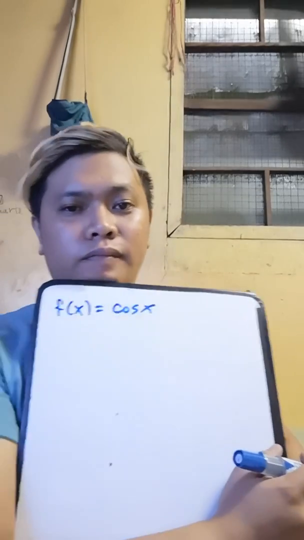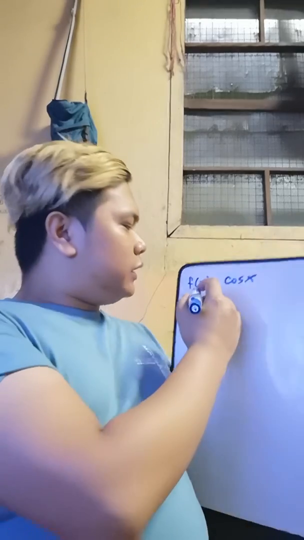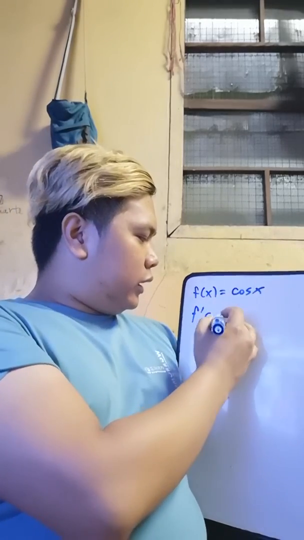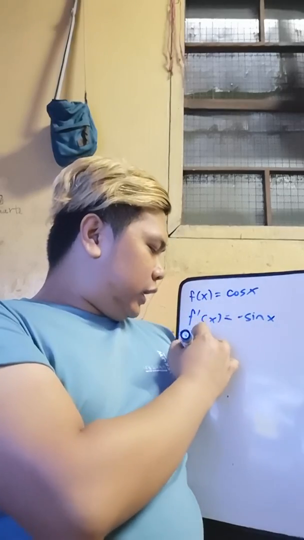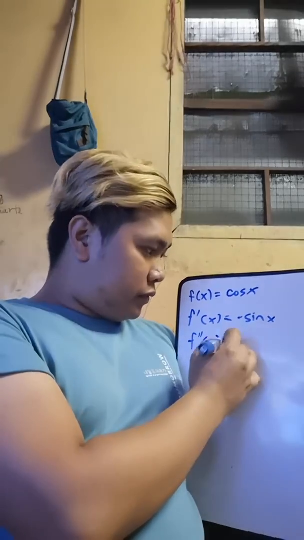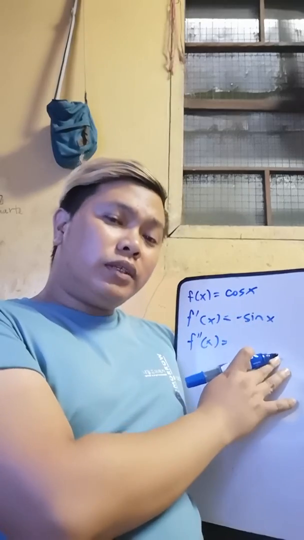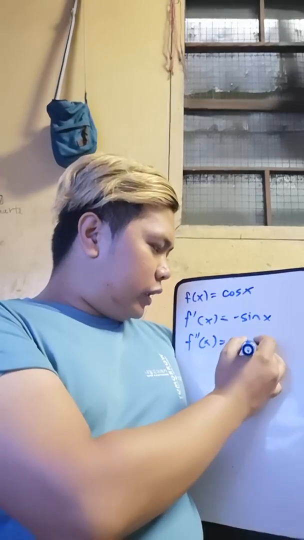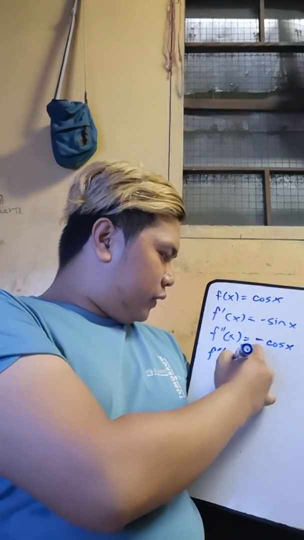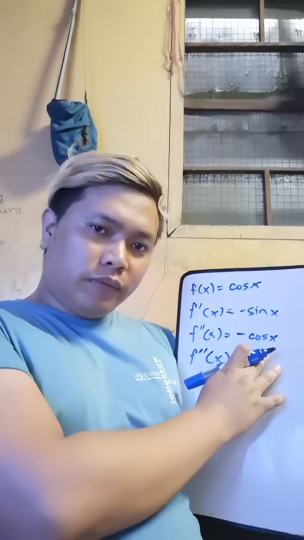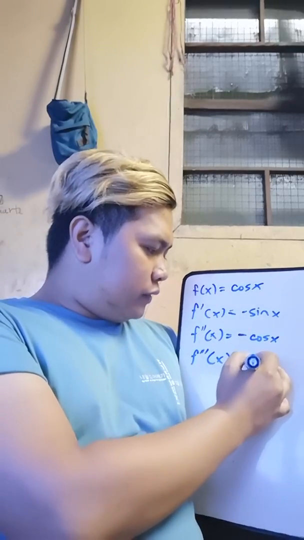What if our function is cosine x? Okay. Ang first derivative ng cosine ay negative sine x. Ang second derivative would be, ang derivative ng sine x ay cosine, so negative cosine x. Ang third derivative ay derivative ng negative cosine, so magiging positive sine x.